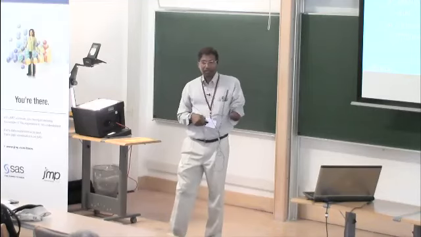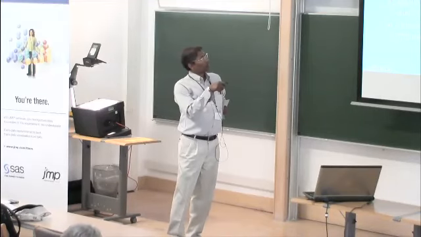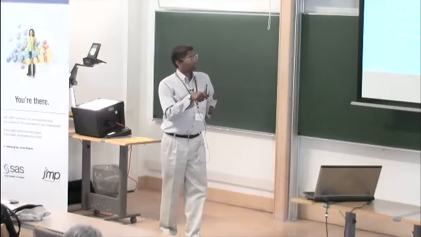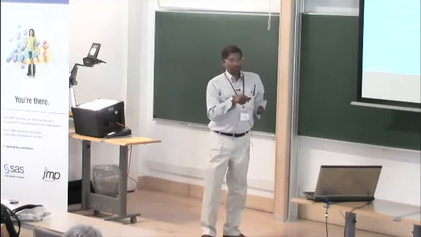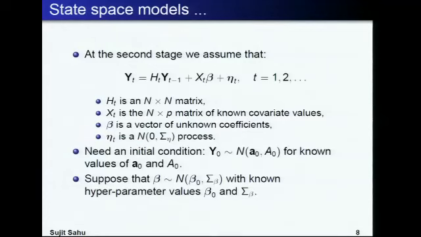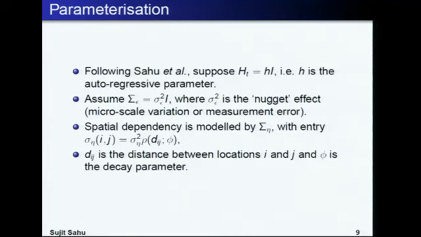Basically we need Y_0, as with all autoregressive processes we need initial conditions. We assumed parameter values and then did a sensitivity study of these, and we assume a prior normal(beta_0, sigma_beta) for beta. That's how our model is, and we'll assume that H_t equals H. So this is a plain simple autoregressive model, as I alluded to earlier.